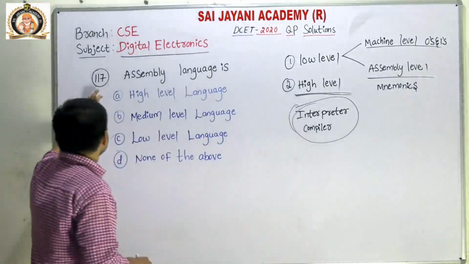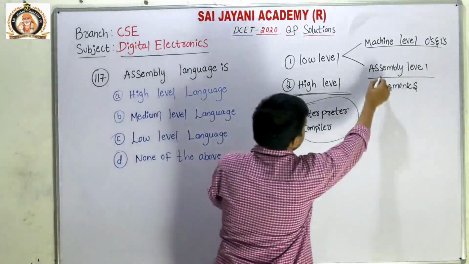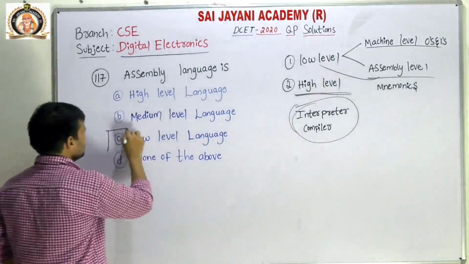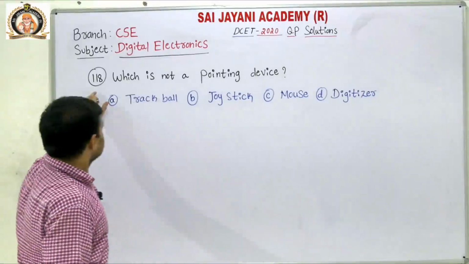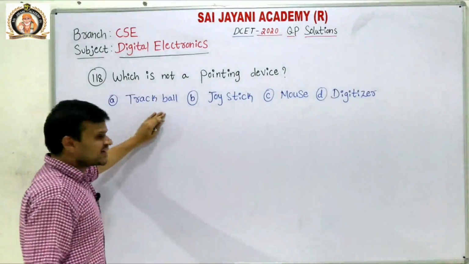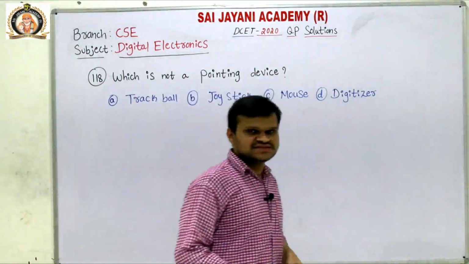So for question number 117, the assembly language is a low level language. So for question number 117, option C low level language is the right answer. Question number 118, which is not a pointing device. Option A trackball, option B joystick, option C mouse, and option D is digitizer.